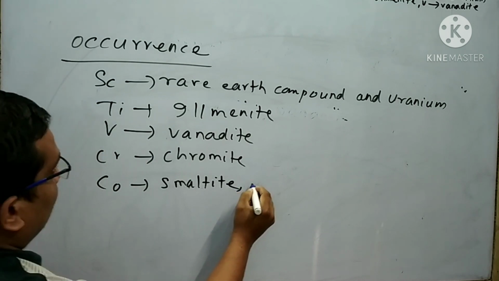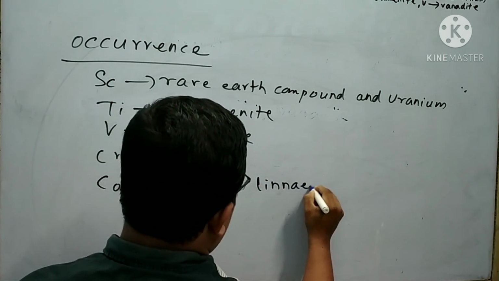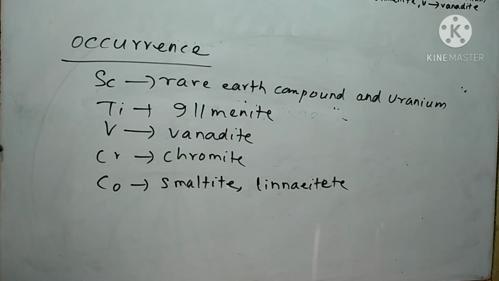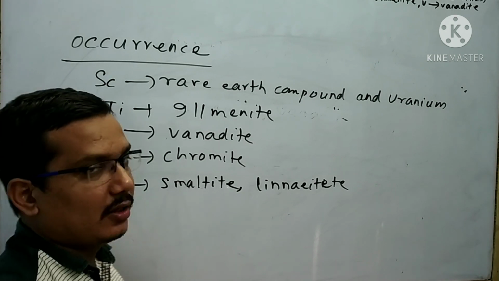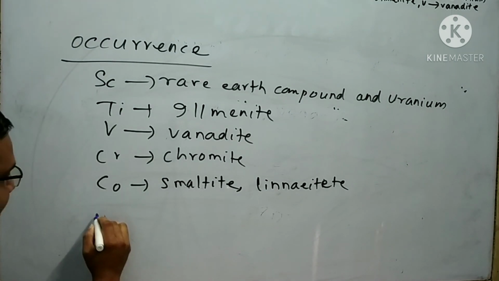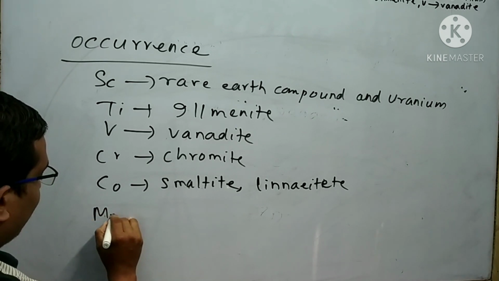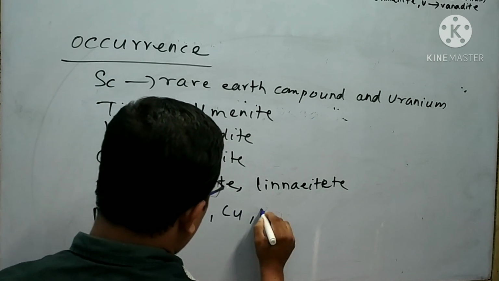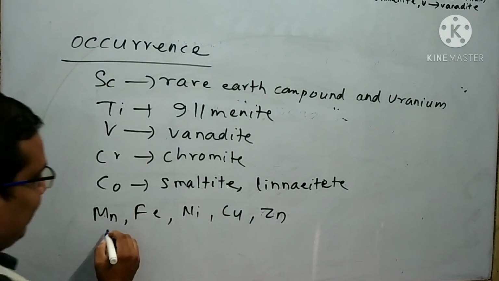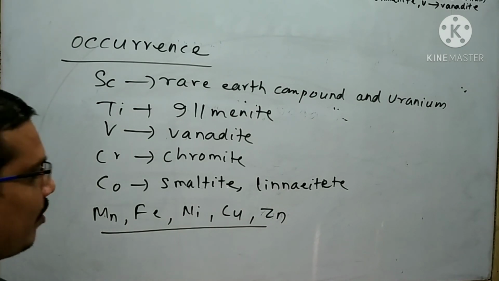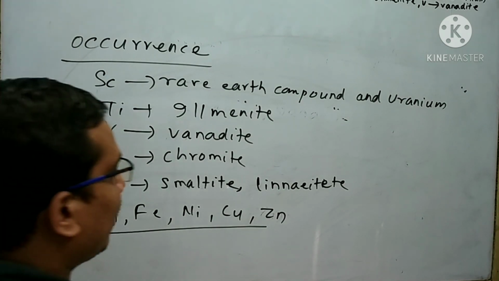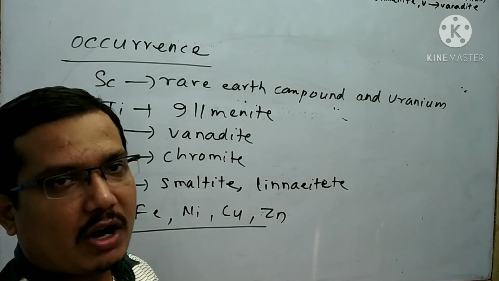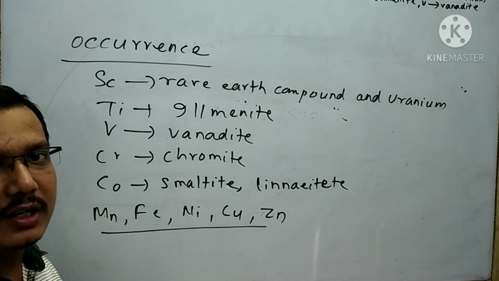smaltite, lignite. These are the occurrences of different transition elements. Similarly, the other elements of the first transition series are manganese, iron, nickel, copper, zinc. These elements are generally found in their ore form. I will teach you the list of ores in the metallurgy chapter. This is all about the occurrence of first transition elements.